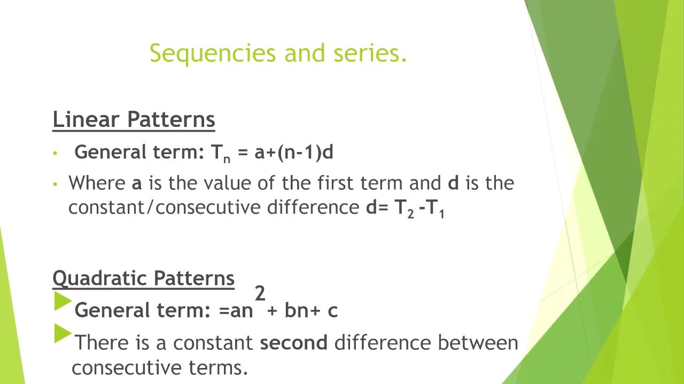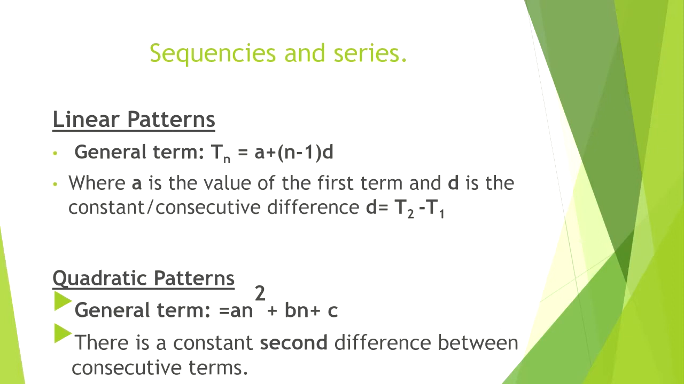So there are two kinds of patterns. They are linear patterns and quadratic patterns. And the linear patterns are the easier ones, of course, because there are fewer steps to getting to the nth term.